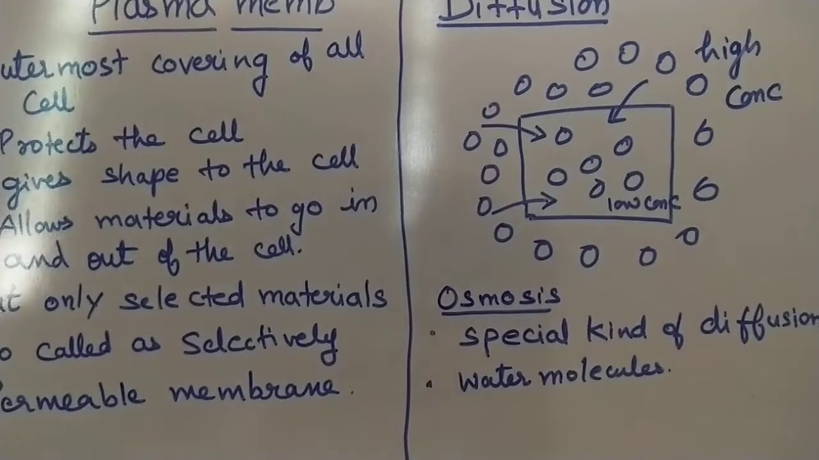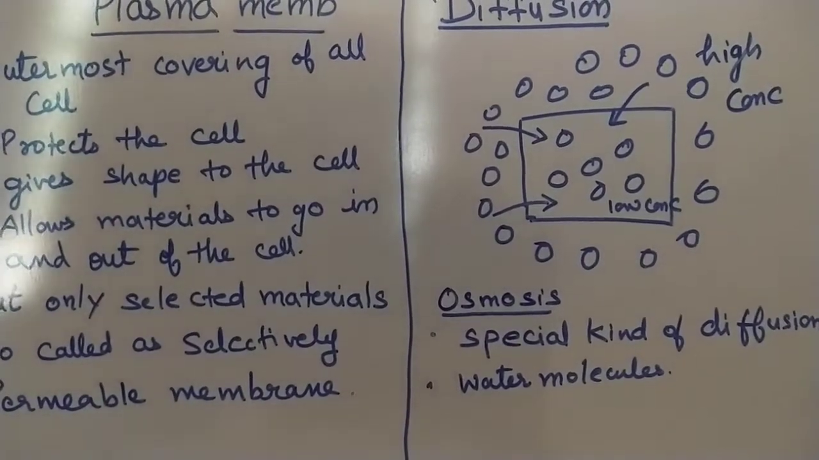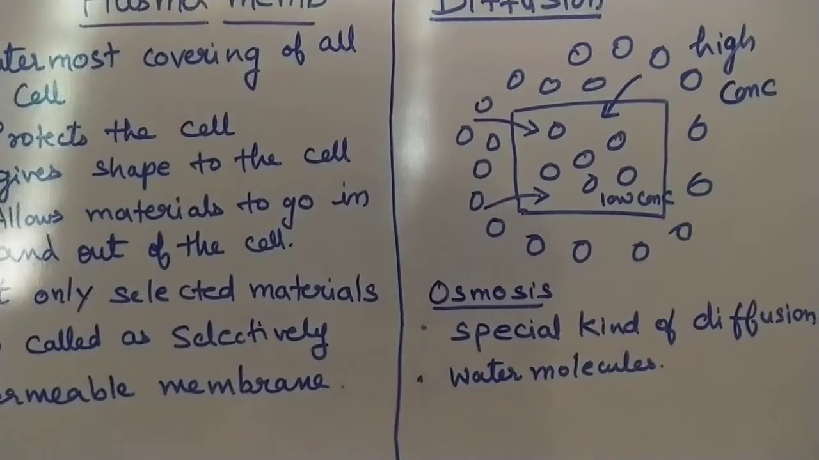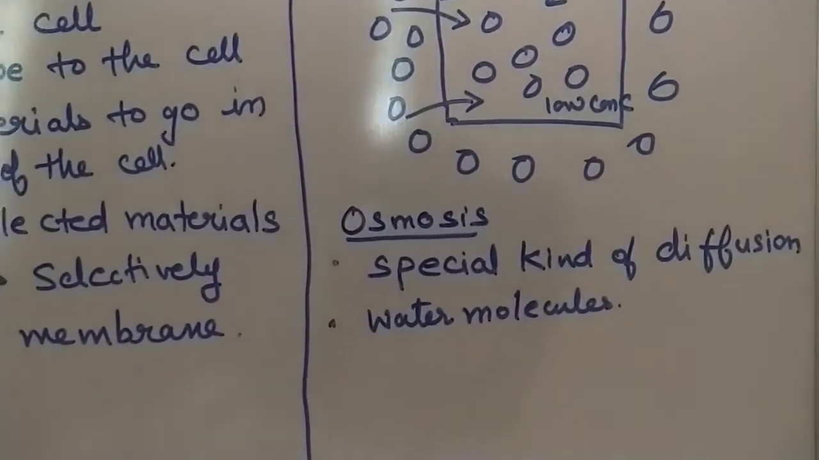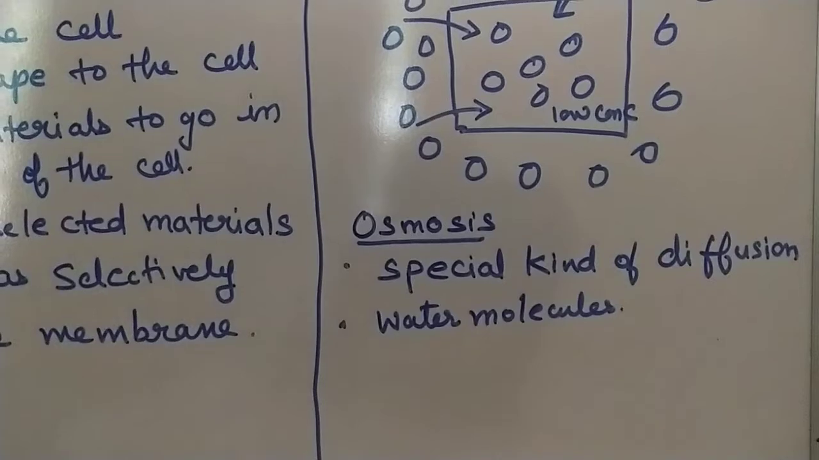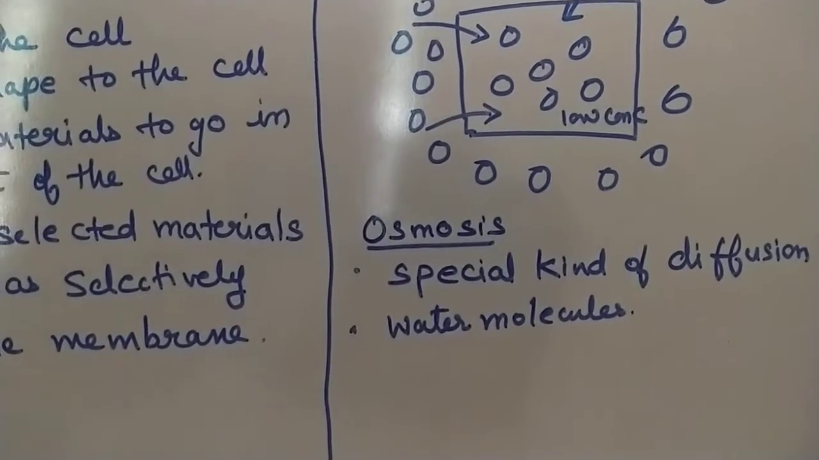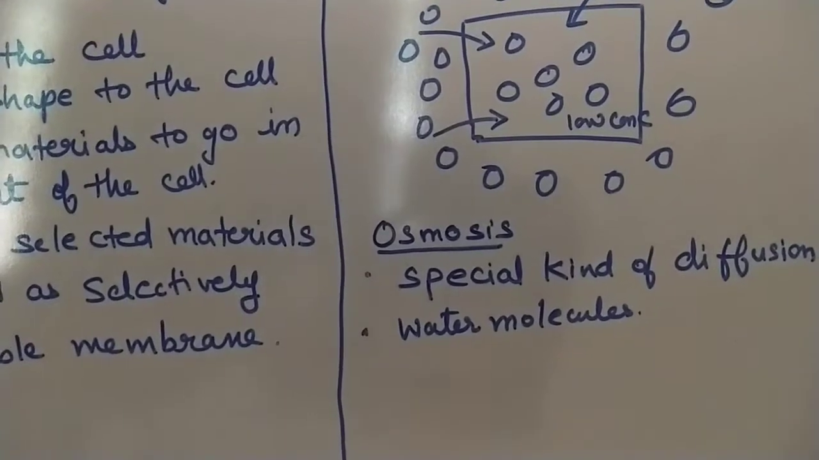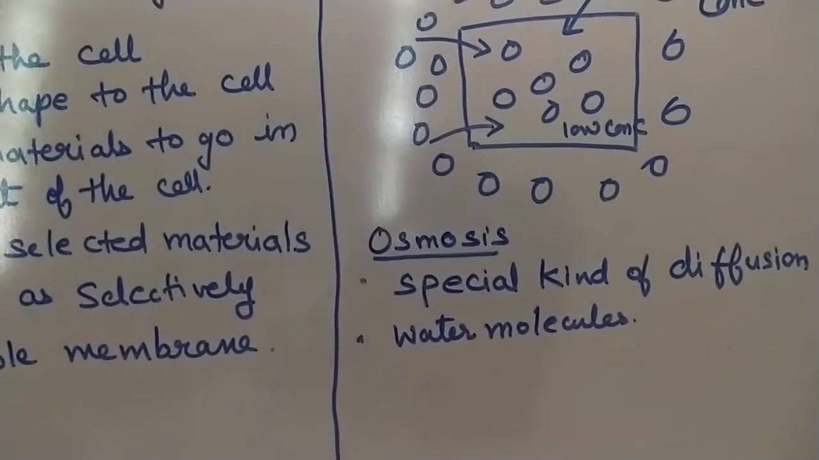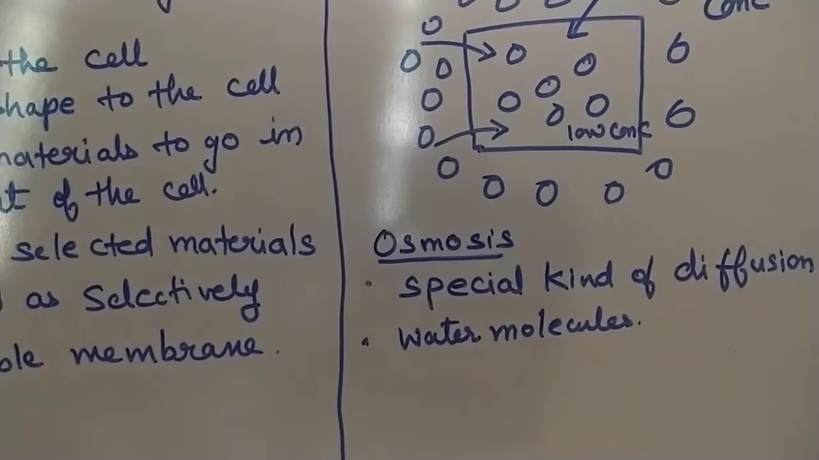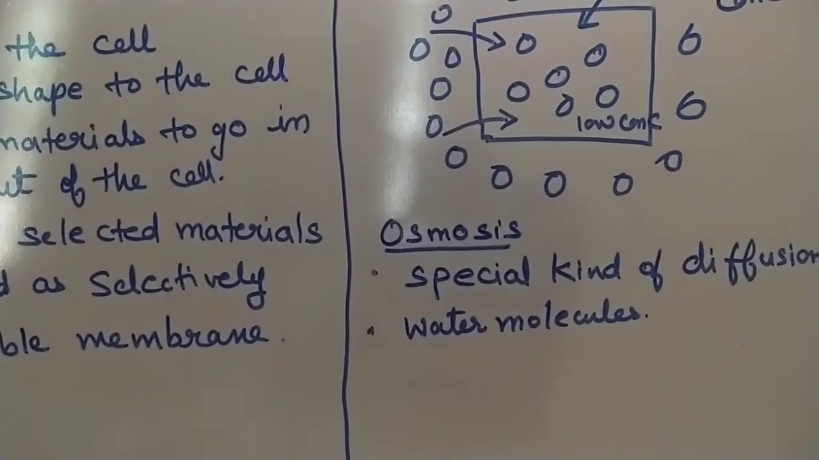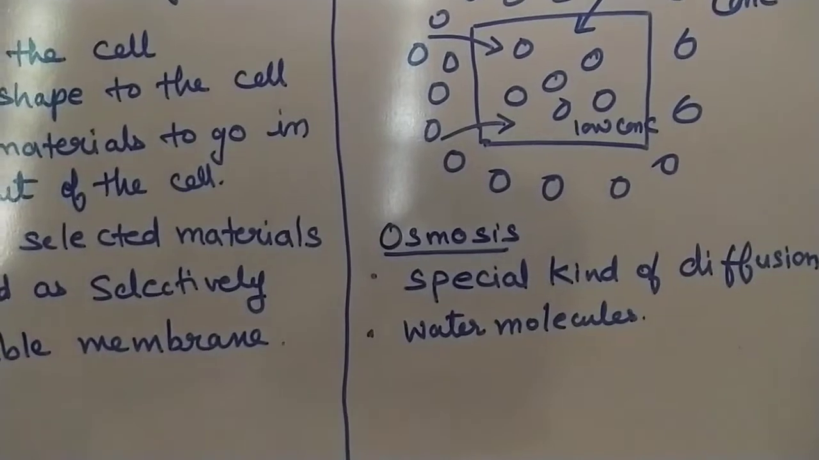Diffusion is restricted to solids and gases. When it comes to water or any liquid, it is called osmosis. So osmosis is a special kind of diffusion in which water molecules move from high concentration to low concentration.